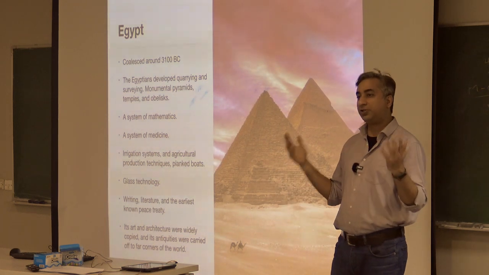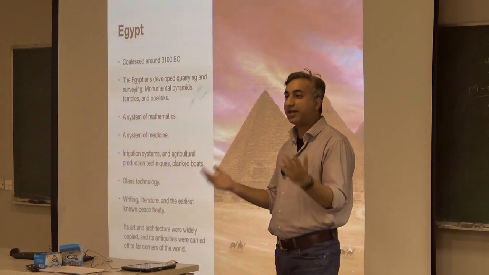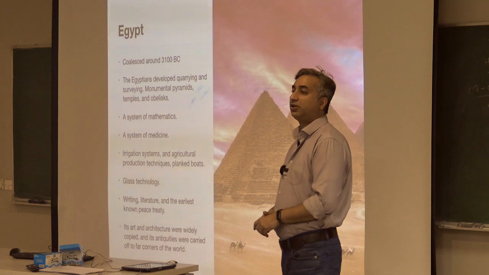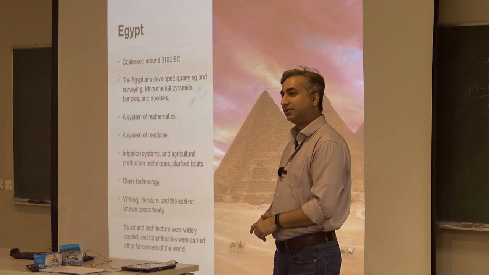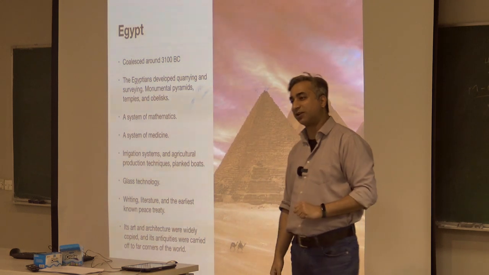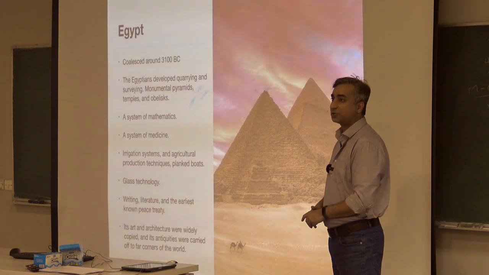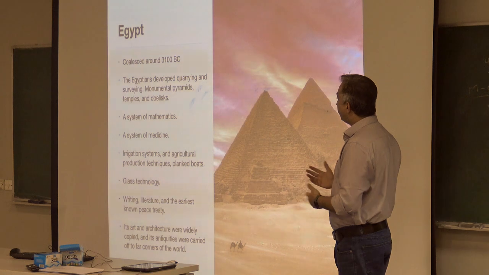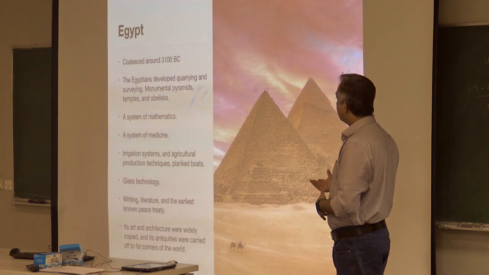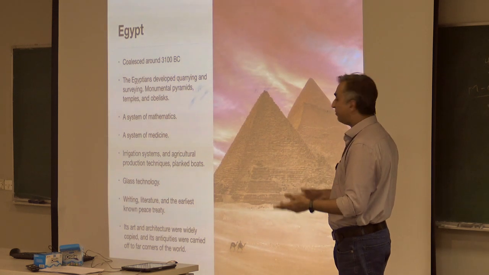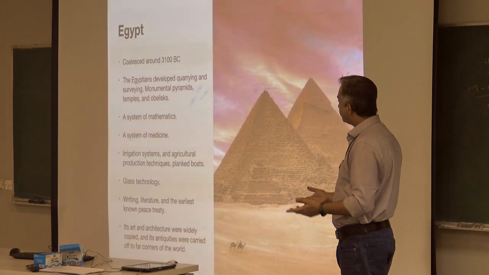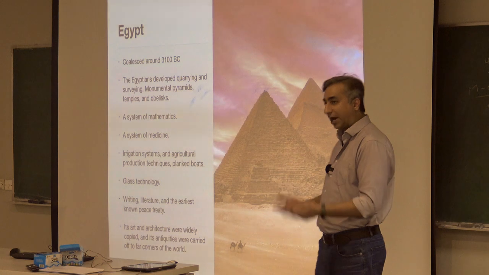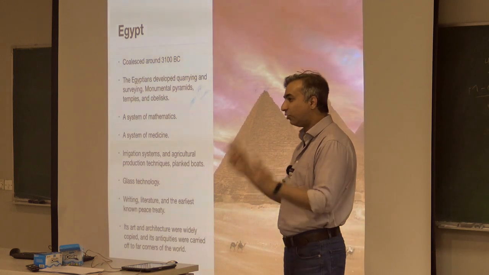Egypt is one of the most ancient civilizations in humanity. It coalesced around 3,100 years before Jesus Christ. It's about 5,000 years before us. Really, really old civilization. The Egyptians developed quarrying and surveying, monumental pyramids, temples, and obelisks, a system of mathematics, a system of medicine, irrigation systems, agriculture production techniques, planked boats, glass technology, writing. As you know, they had their own writing.